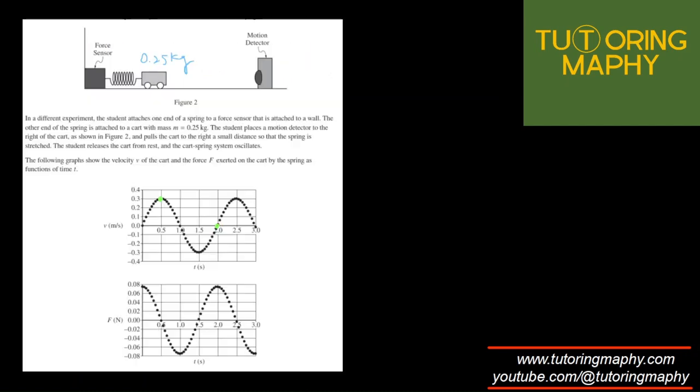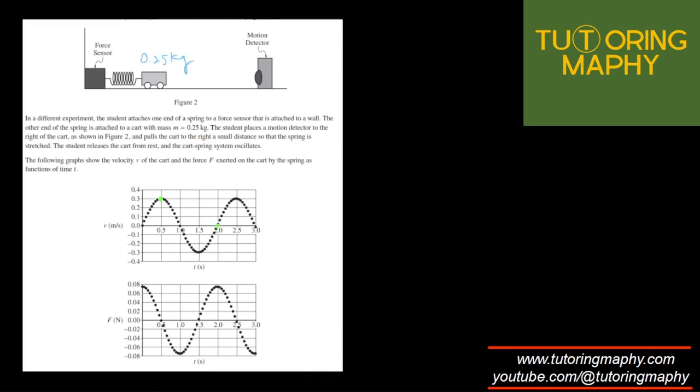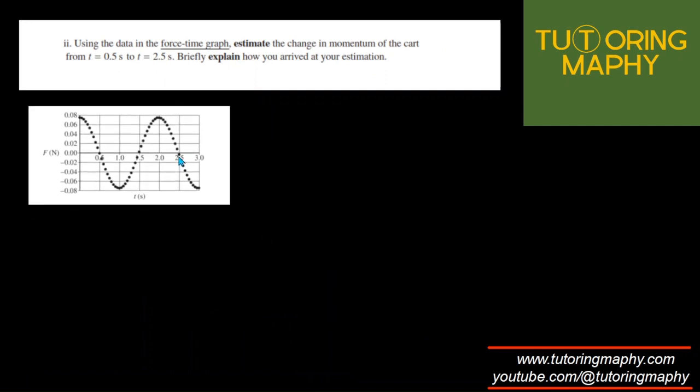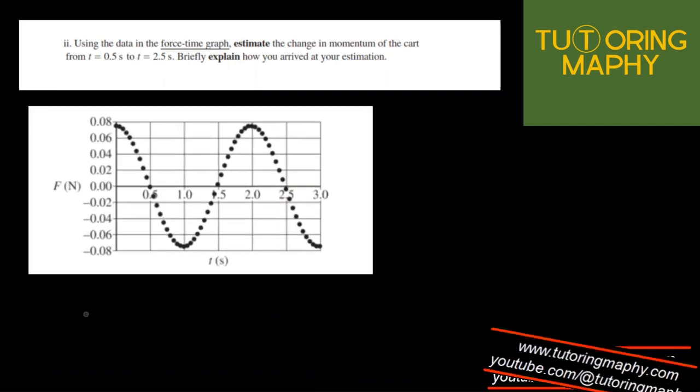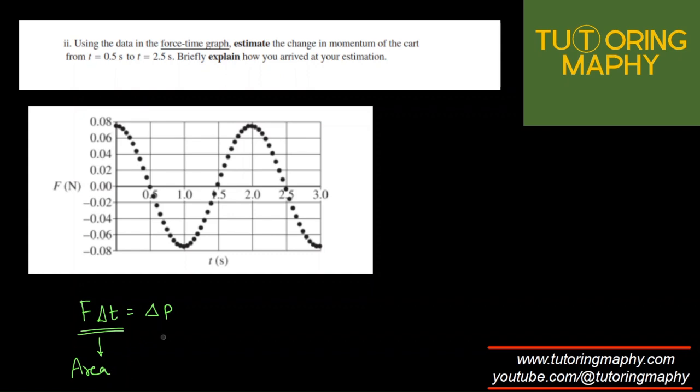Okay. The next one: using the force-time graph, estimate the change in the momentum of the cart from 0.5 to 2.5, and briefly explain how you arrived at your estimation. So I'm going to use the force versus time curve, because I know that f delta t is delta p. So the area under the force versus time curve is the change in the momentum, which is what they need, right?